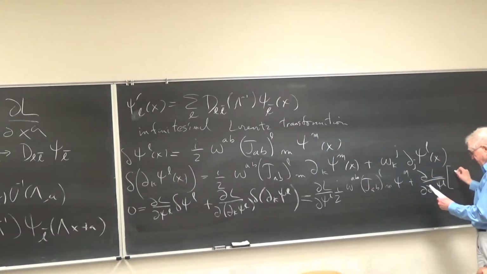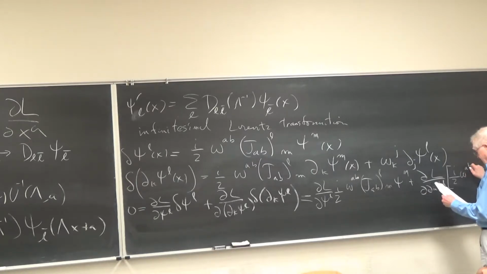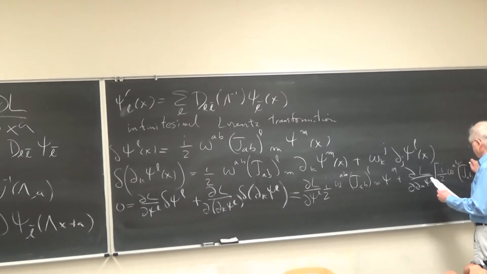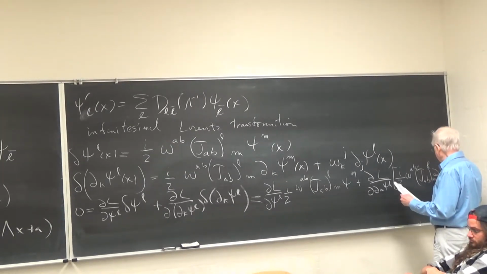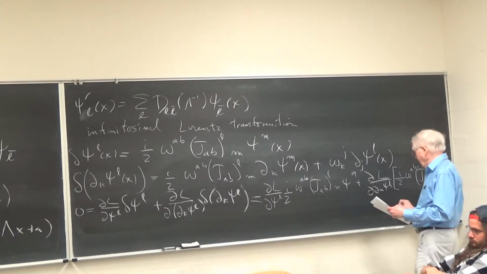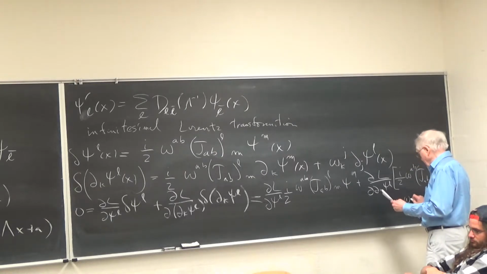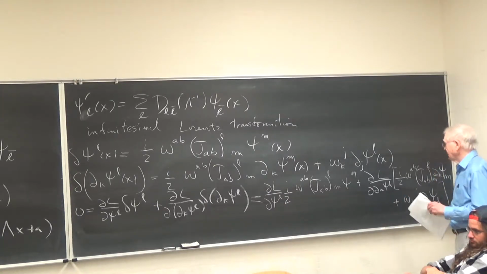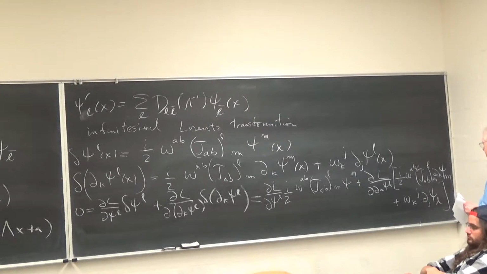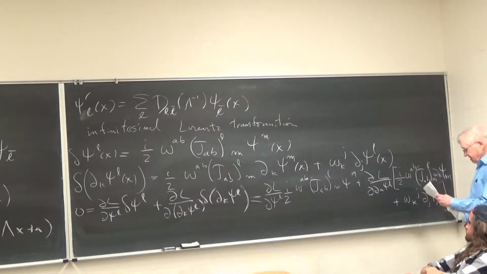And so the first term is i over 2 omega AB J AB LM d_k psi M plus omega kj d_j psi L. Okay, I'm not sure whether, I think I should have raised this L here.